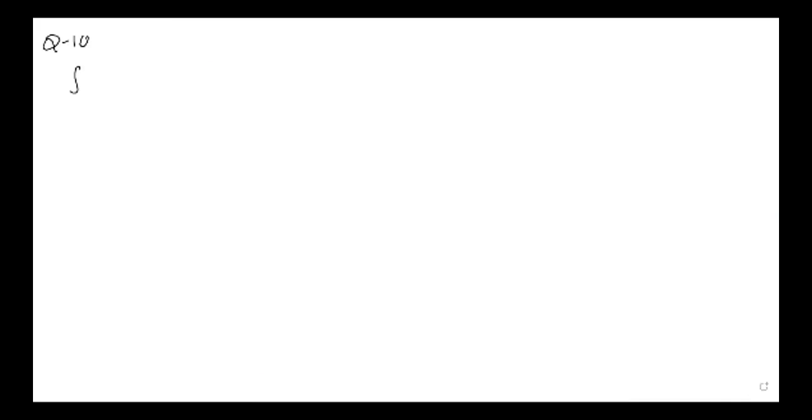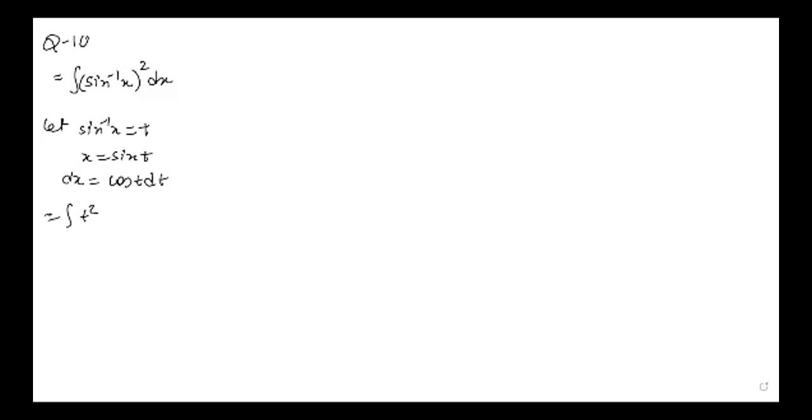Question 10, integration of sine inverse x whole square dx. So here I will substitute the value sine inverse x as t. So x will be sine t, and dx will be cos t dt. So if I substitute this value, then I will have t square cos t dt.